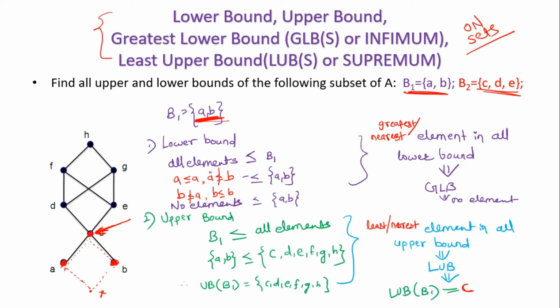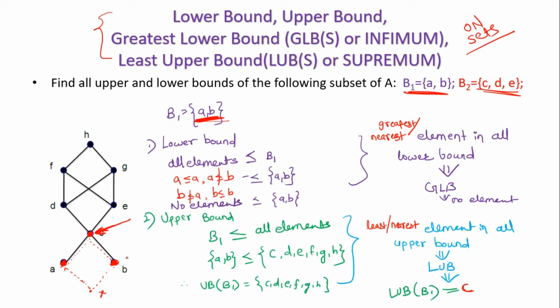But as there are no elements present in the lower bound, there will be no greatest lower bound. In the upper bound, we have D, E, C, G, F and H. All these are upper bounds for A and B, which are present above A and B in the hierarchy. From all of this, which one is the closest one for A and B? That will be your least upper bound, LUB.